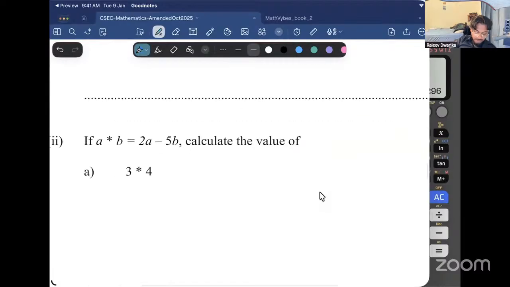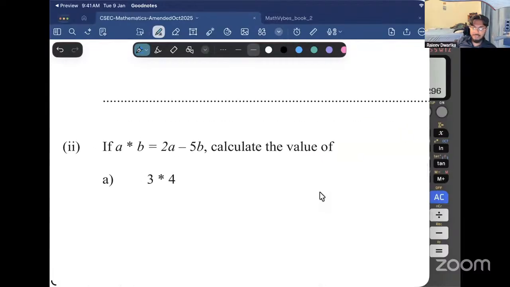Alright, let's move on. Binary operations. This is real easy. So, who wants to help me with this?